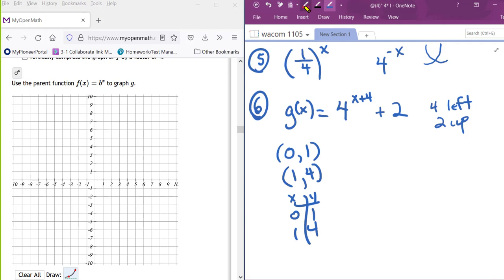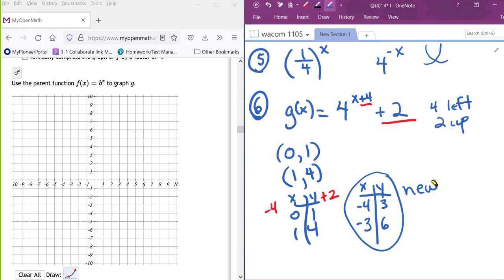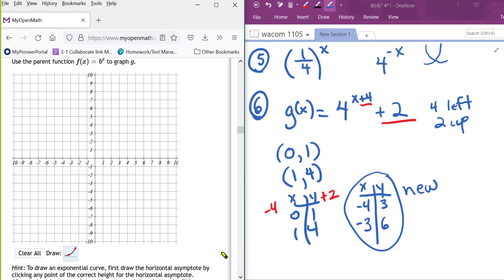All right, and if you're doing it strictly with the transformations, this says subtract 4 from your x, and this says add 2 to your y of the parent function. So 0 minus 4 is negative 4, 1 minus 4 is negative 3, 1 plus 2 is 3, and 4 plus 2 is 6. So this would be the new function, the points to help you graph it, or you could have just put it in your calculator and pull that table, which we can also do. Let's go ahead and draw it.